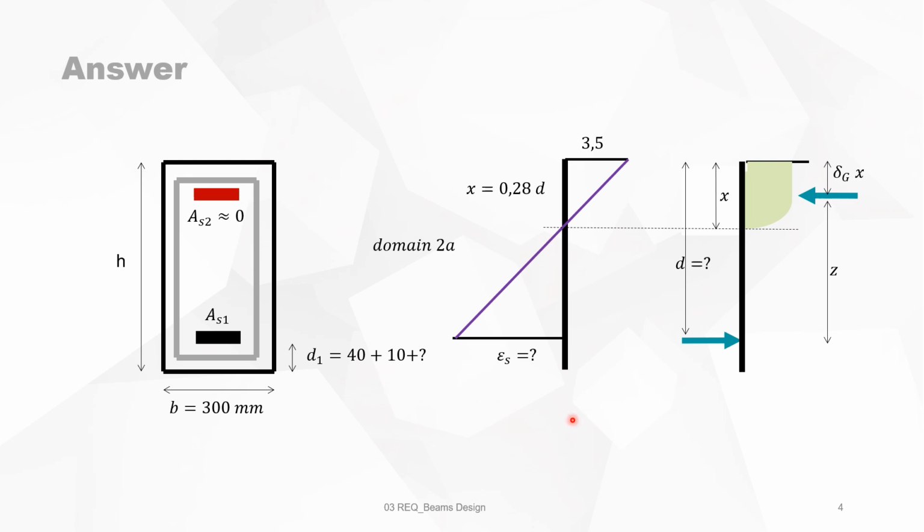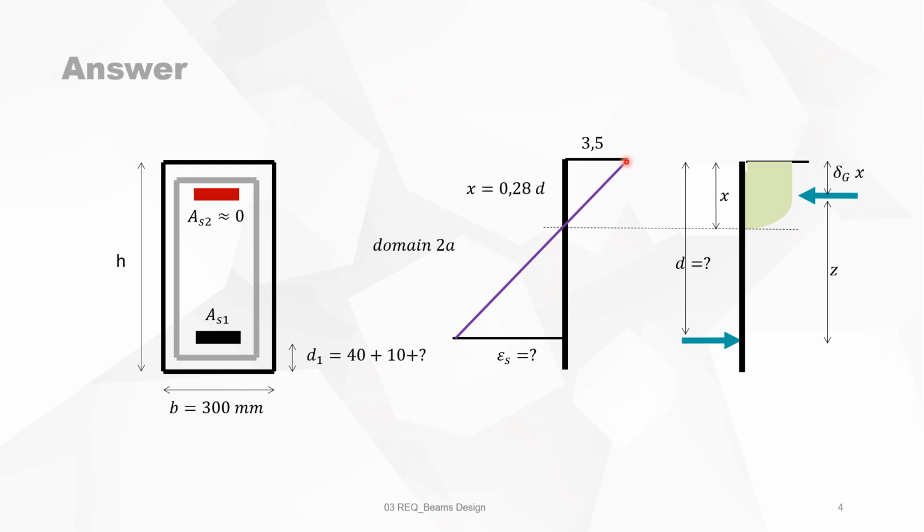For the diagram of the strain, we know it's domain 2A because x is given as 0.28 times d, and it's simple bending. Sometimes this is required because it means that most likely they will form a reservation into the beam going like that, a reservation in here. So they want to make sure that this section is under compression and this section is under tension. So that is why 0.28 d is requested.